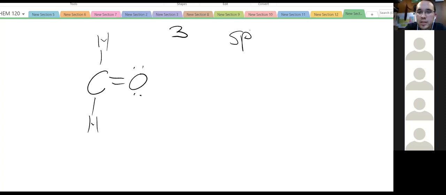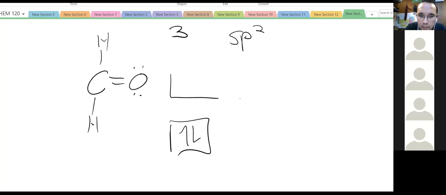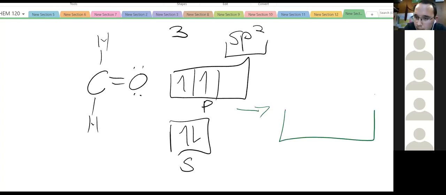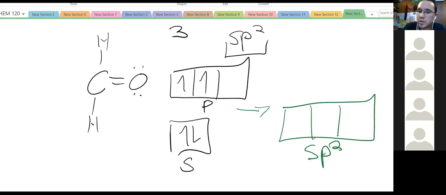sp2. And so what this is telling us is that that carbon, normally its orbital diagram looks like this, right? With this being our s and this being our p. However, because it's trying to connect with all of these different things, it needs to hybridize its s orbital with 2 of its p's, so it makes a new block of orbitals. So these are the hybridized orbitals, sp2, and then it keeps 1 orbital left over, which is its p.